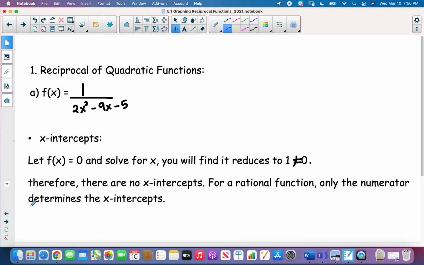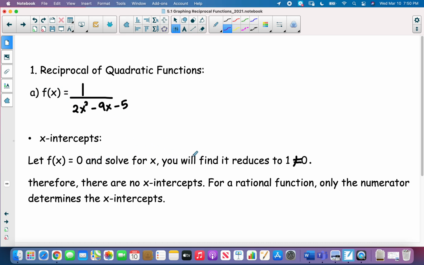So let's take an example to understand that better. We have here a reciprocal of a quadratic function, 1 over 2x squared minus 9x minus 5. If we wanted to find the zeros or the x-intercepts, we can put the function equal to 0, because the zero means the value of x when y is 0. So set y equal to 0, or f of x equal to 0.